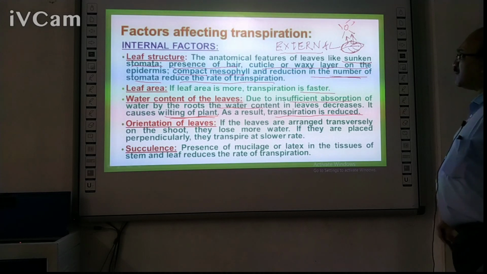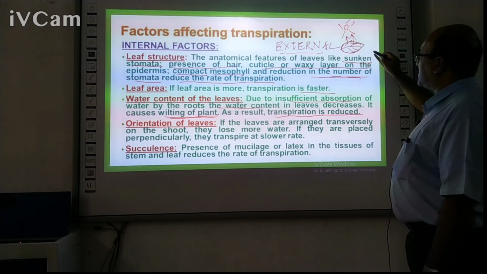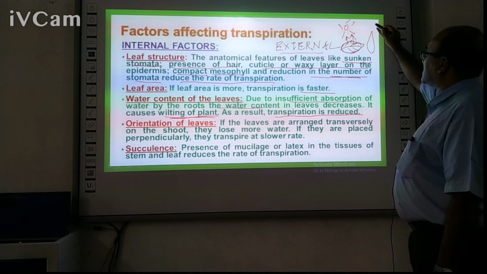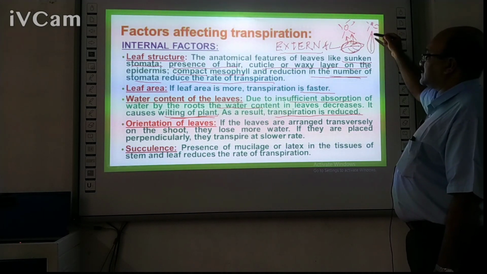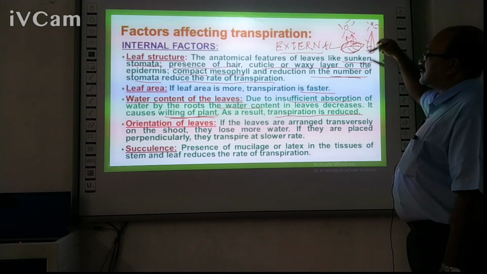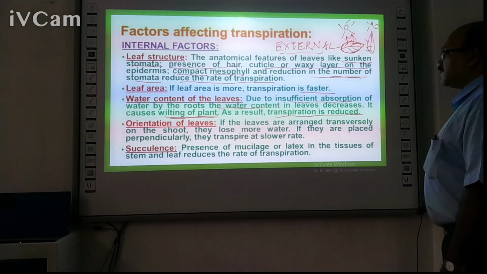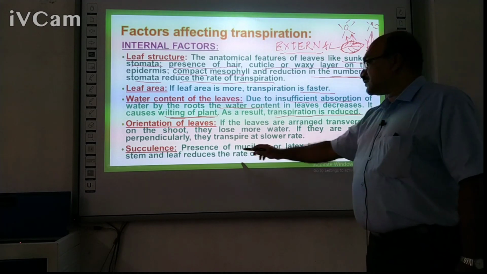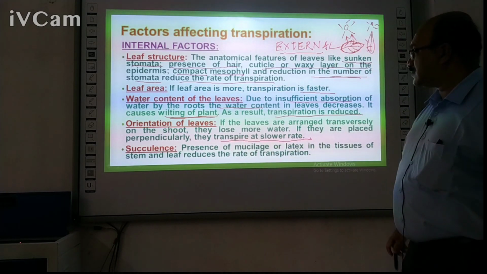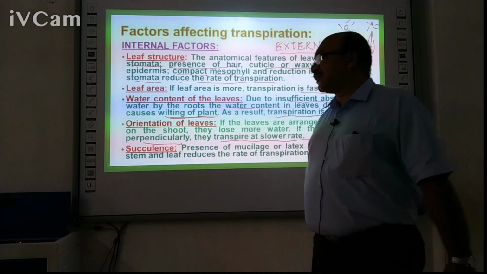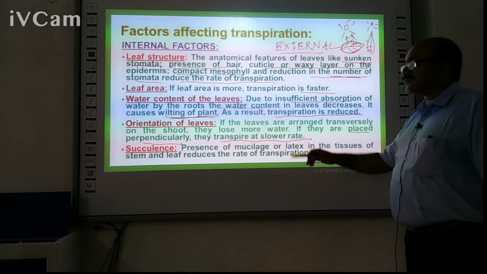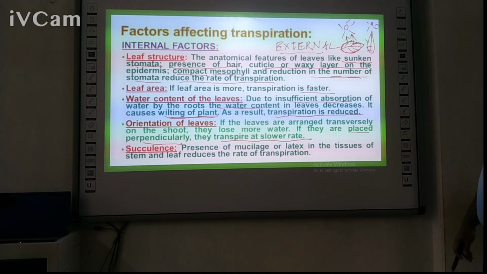But if the leaves, instead of being transverse, are perpendicular, the sun is here and they are perpendicular, they are not facing the sun. In such cases, the rate of transpiration will be slower. They transpire at a slower rate if they are placed perpendicularly. So how the leaves are arranged in the shoot also determines whether the rate of transpiration will be faster or slower.